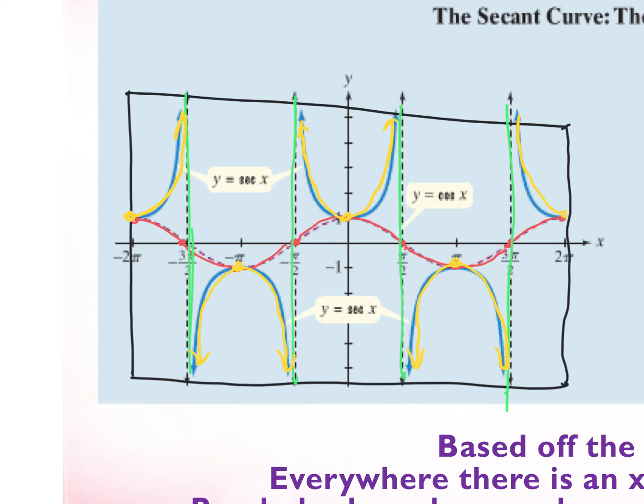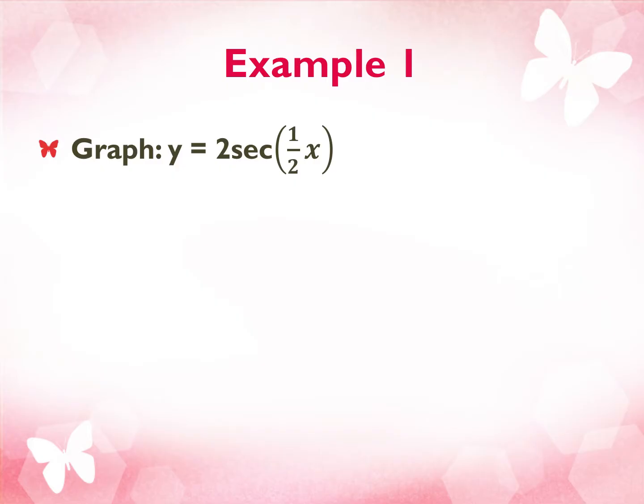All right, so now let's try to do one where a period change has happened or an amplitude as well. So this one, we're going to go ahead and graph the secant graph. But before we can do that, we need to graph its reciprocal. So we have to graph the cosine graph first. So let's go ahead and identify the amplitude first, which is going to be positive 2.